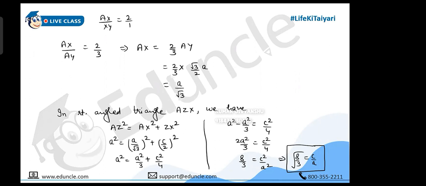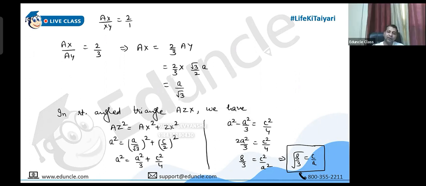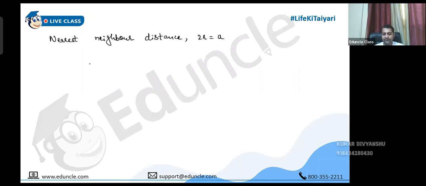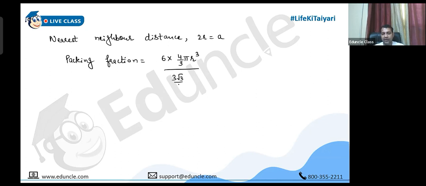Yes, sir. So now let us calculate the packing fraction, because we have already calculated the number of atoms per unit cell and the volume also. We just have to calculate the volume occupied by the atoms and divide it by the volume of the unit cell that we have already calculated. But before that, please note down the nearest neighbor distance. Those atoms are touching along the edge, so A is equal to 2R. Now, how to calculate the packing fraction? Volume occupied by the atoms, and atoms are 6, no? So 6 into 4 by 3 pi R cube, and the volume of the unit cell was 3 root 3 by 2 A square C. Now it is 8 pi, R is equal to A by 2, no?